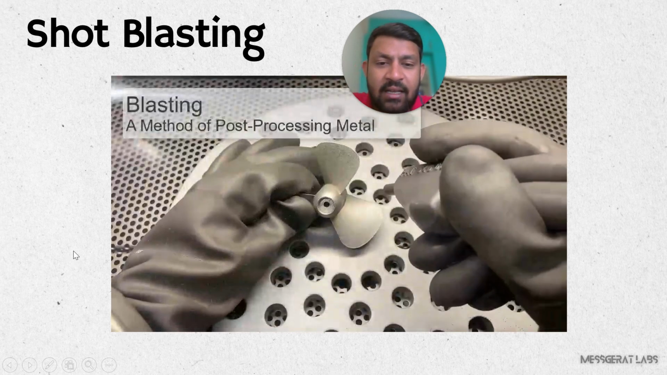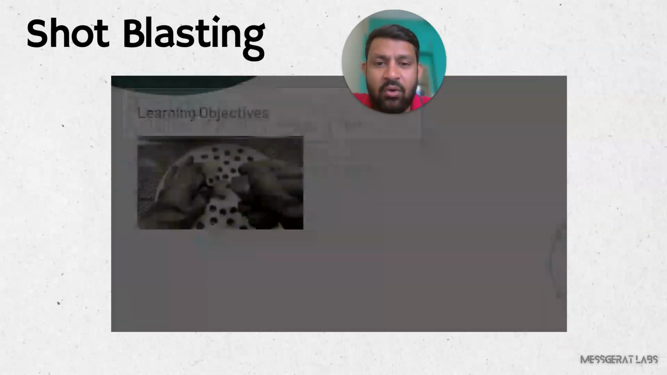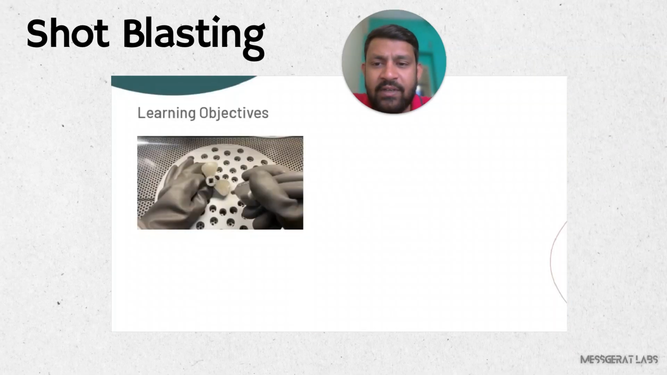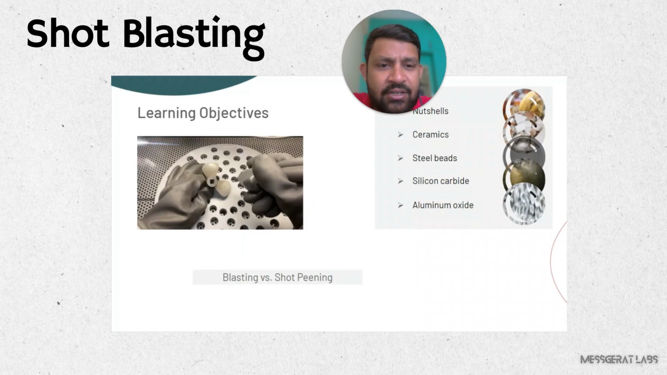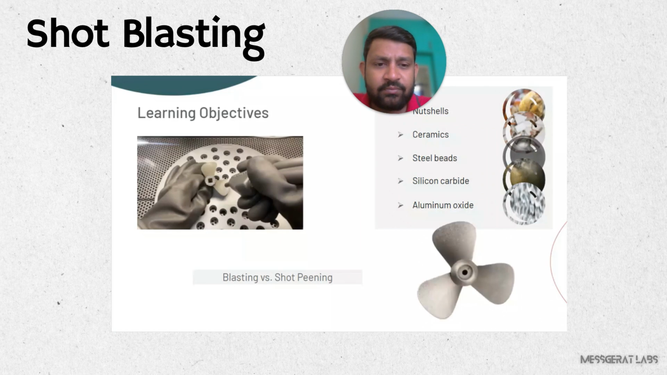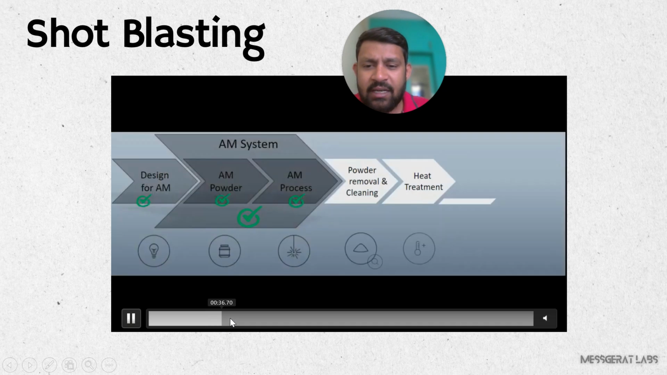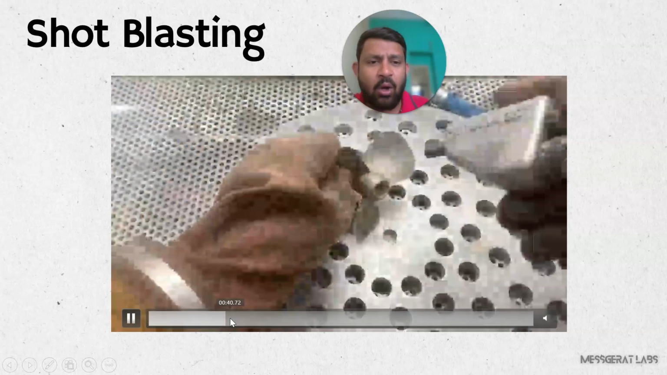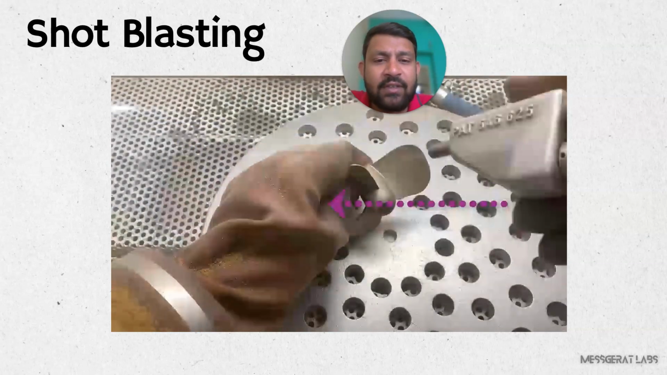So this is how the chamber inside a shot blasting machine looks. Now in blasting, what we do is we take the object, we use a nozzle from which media comes out with compressed air. This media can be nutshell, ceramic, steel beads, silicon carbide, aluminum oxide. All the different kinds of media are used to provide different kinds of surface finish.